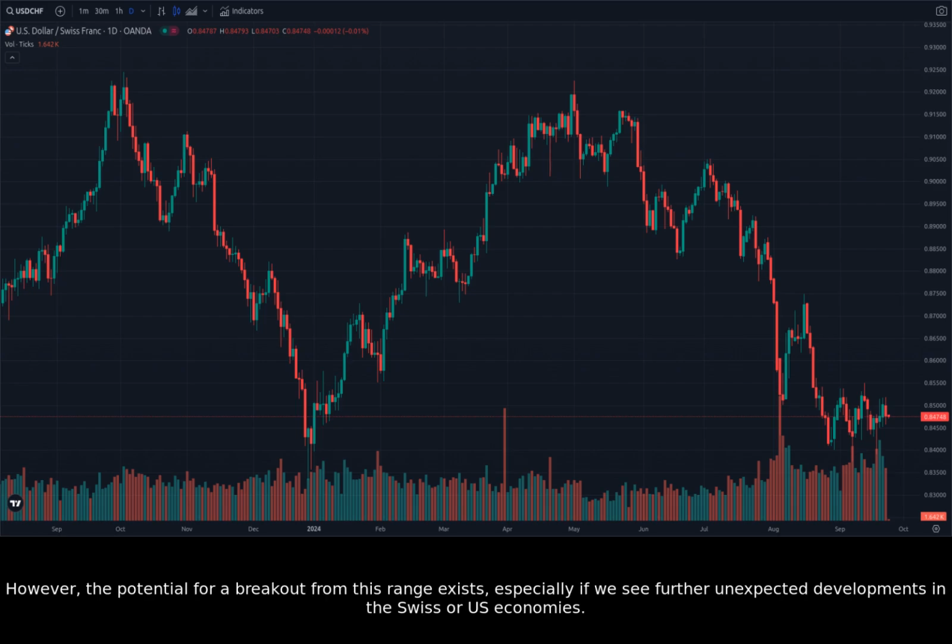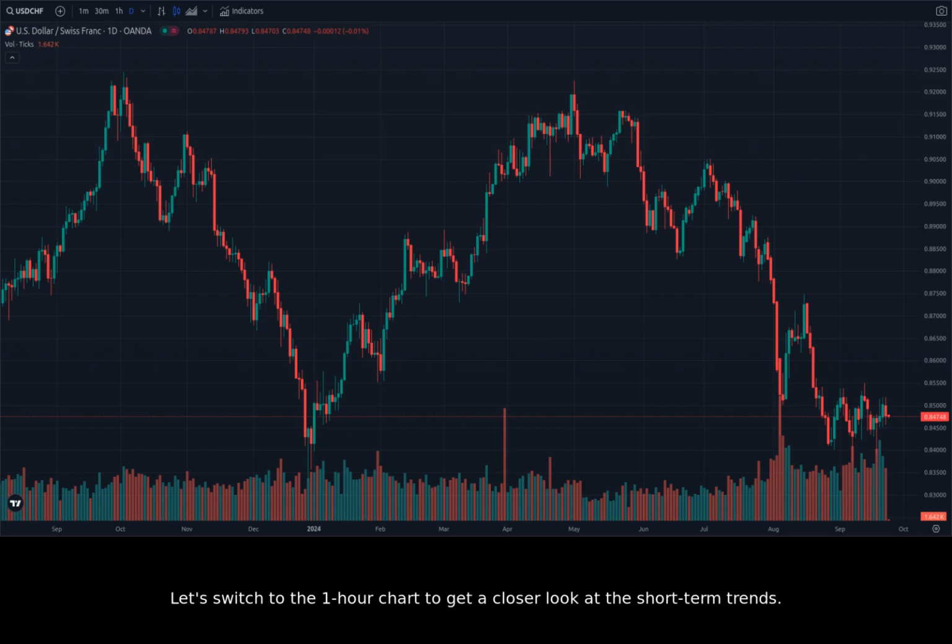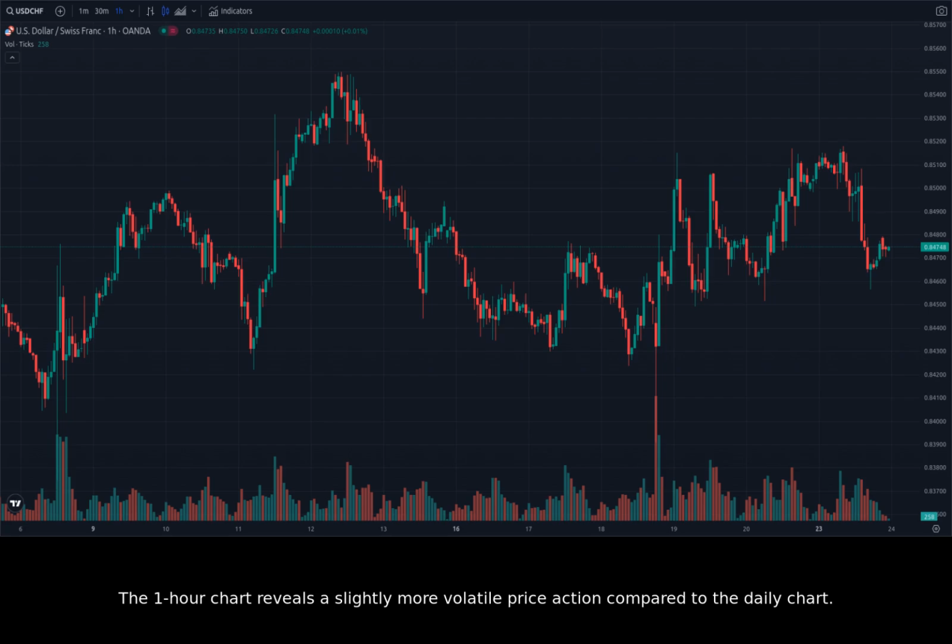However, the potential for a breakout from this range exists, especially if we see further unexpected developments in the Swiss or US economies. Let's switch to the 1-hour chart to get a closer look at the short-term trends. The 1-hour chart reveals a slightly more volatile price action compared to the daily chart.